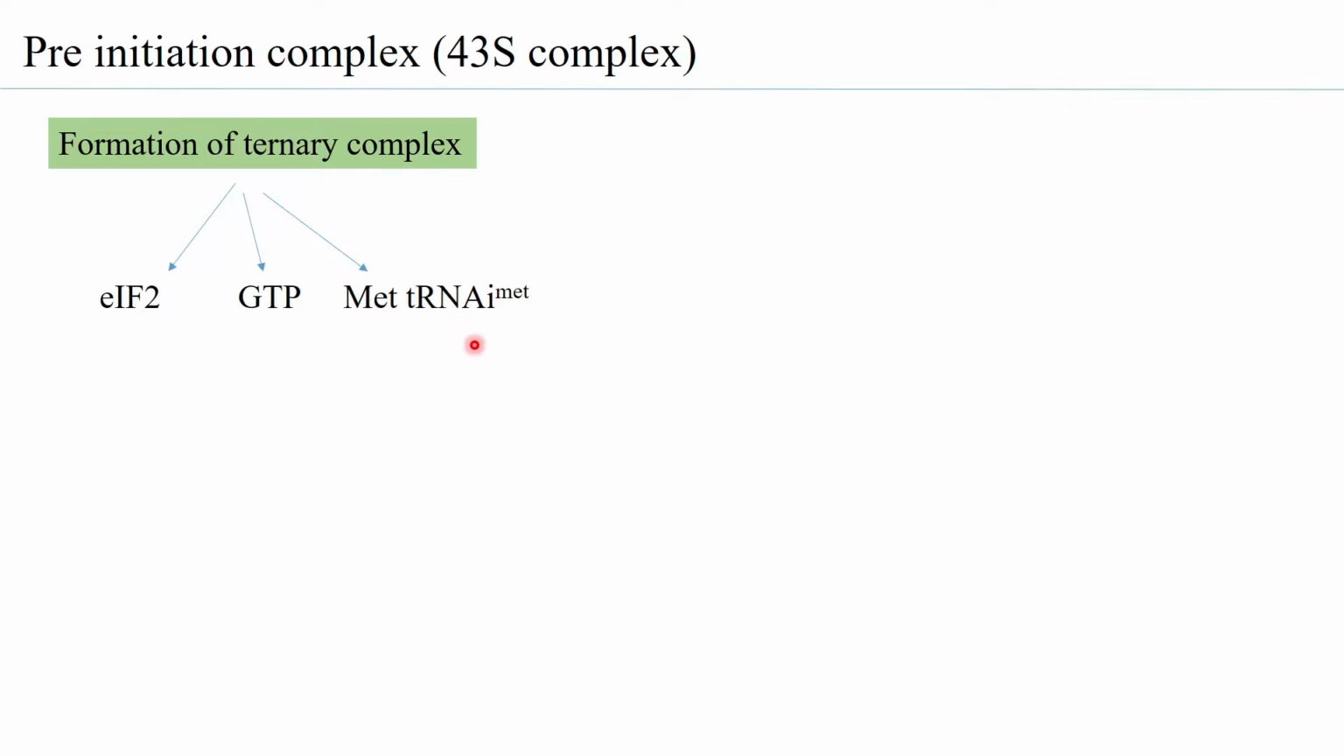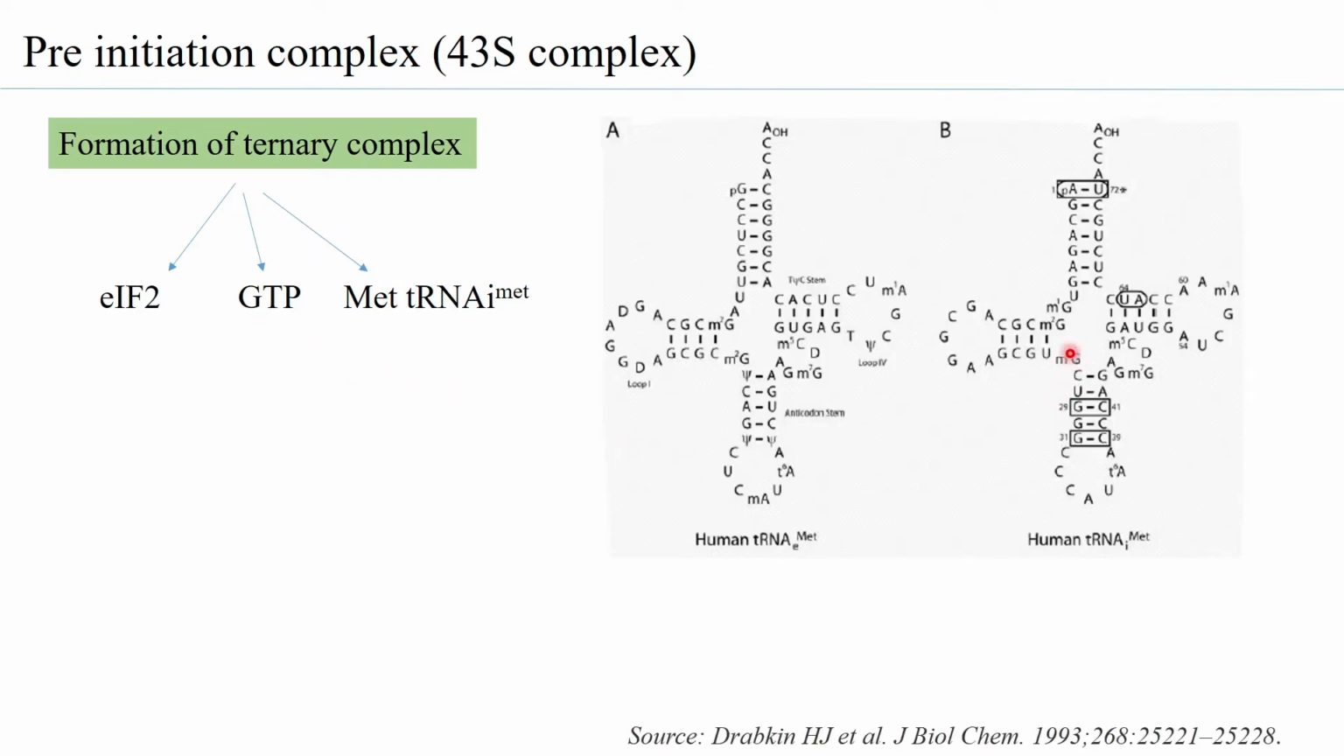Interestingly, the initiator tRNA structurally has very distinct characteristics that are different from all the other tRNAs, and especially different from the elongator tRNA for methionine. So, when you look at the elongator tRNA for methionine and the initiator tRNA for methionine, there are three very obvious differences that distinguish an initiator tRNA from an elongator tRNA.